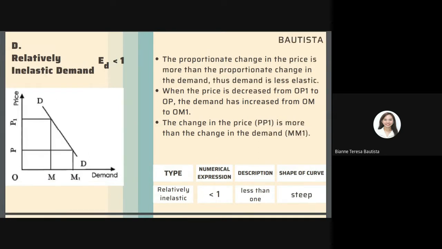When a percentage change in price is more than the percentage change in demand, the demand is relatively inelastic. In other words, a change in demand is less than a change in price. Therefore, the elasticity of demand is less than 1. As shown in the figure, the demand curve of relatively inelastic demand is rapidly sloping.